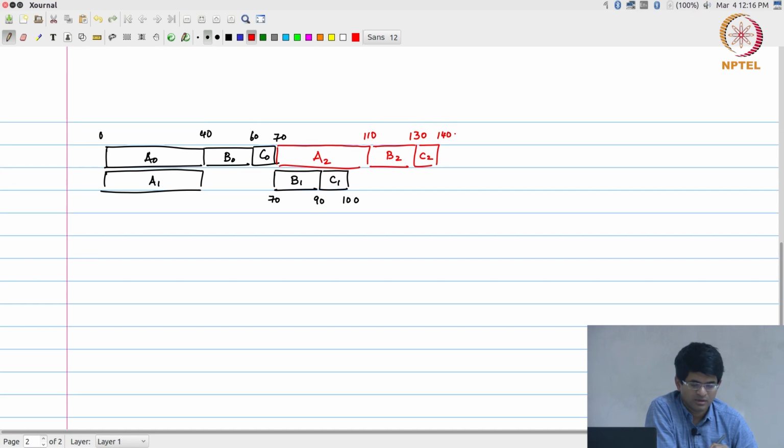What about A3? A3 can start after C1 and then I can have B3. So A3 would start at 100, end at 140, B3 would end at 160 and C3 would end at time 170. Now what is this saying? The iteration period has become 170 divided by 4, because I have finished 4 iterations within 170 time units.